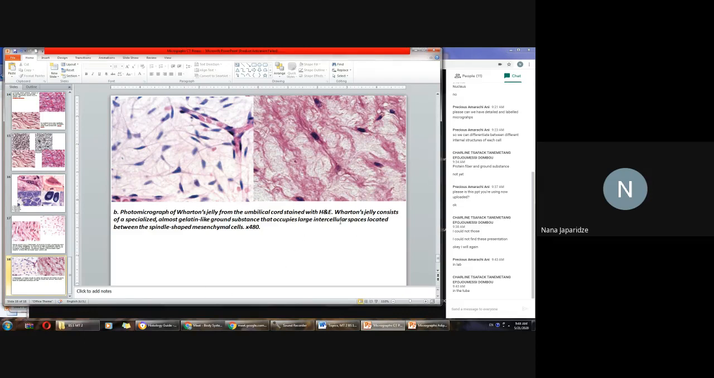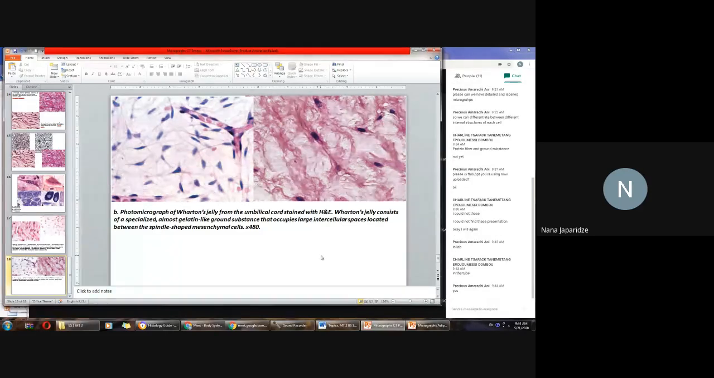Okay, is the difference between mesenchymal cells and mucoid tissue cells clear? Both are derived from mesoderm. Both of them are mesenchymal cells, actually, but the mesenchymal cells of mesenchyme are able to differentiate and give rise to different types of connective tissue cells, but cells in the mucoid tissue are already differentiated.